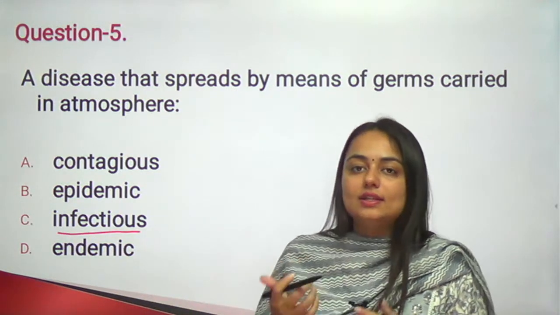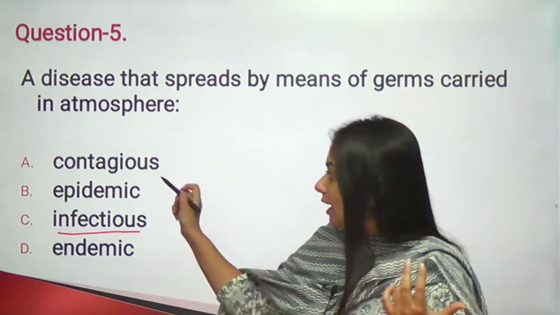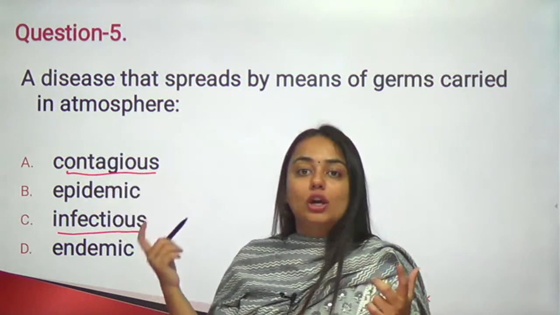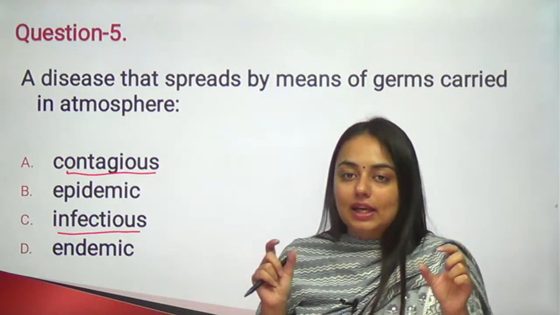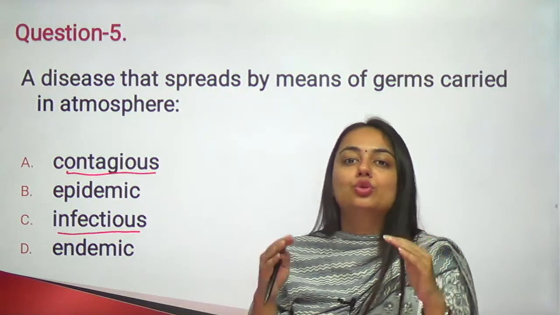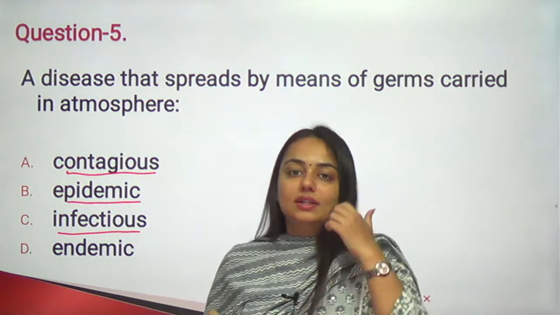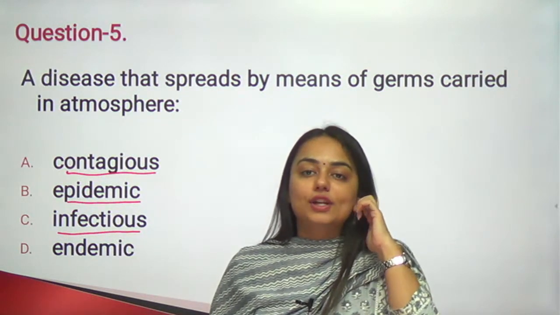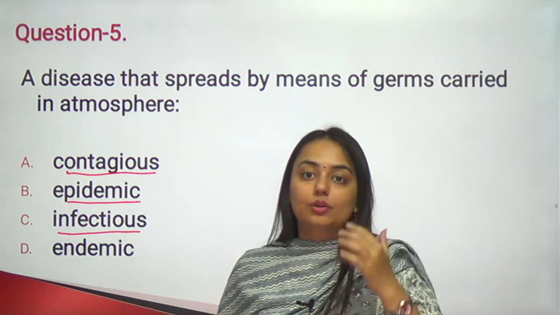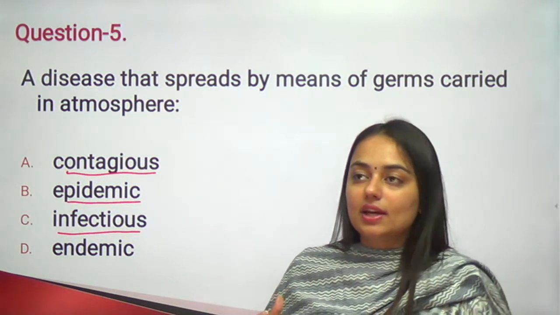We call certain diseases infectious if they can spread through the atmosphere. If they spread through touch or contact, then they are known as contagious. Contagious you can remember with the word contact. So they spread through contact only. Epidemic is a disease on a large scale. For example, the pandemic, COVID-19, we have all seen. It's an example of an epidemic, you can say.